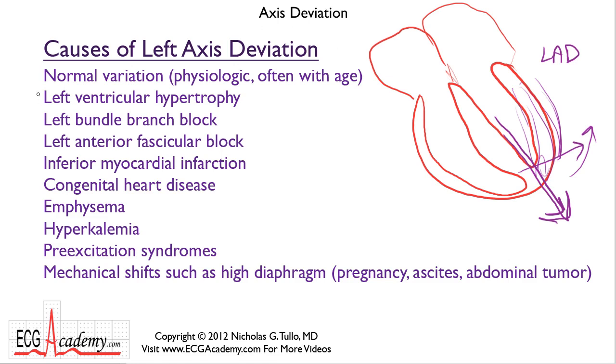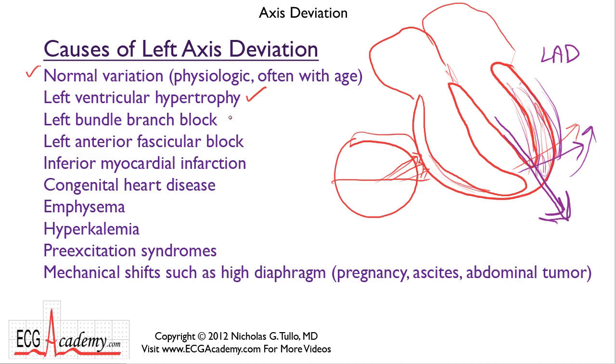It can occur as a normal variation, and usually what we're talking about is an axis in the range of minus 20. More of a leftward axis is usually normal, but it could possibly reach minus 30 as a normal variation. Left ventricular hypertrophy is a very common cause of left axis deviation because you have all of this left ventricular free wall activity, and it winds up causing the electrical vector to shift towards the left ventricle. Basically this disturbs the normal relationship between the right ventricle, which is thin, and the left ventricle, which is thicker.